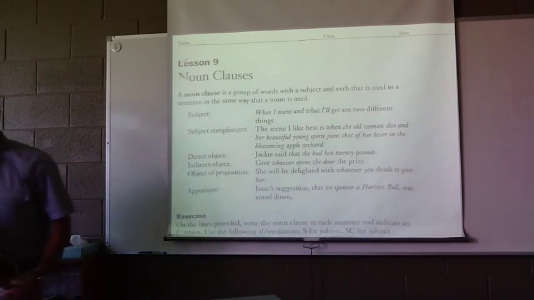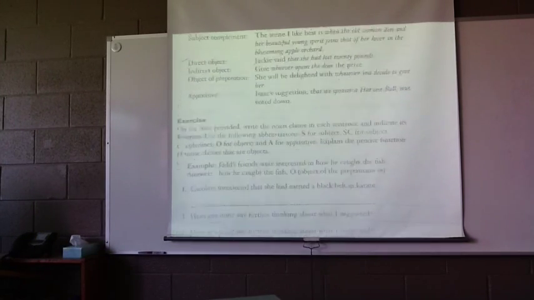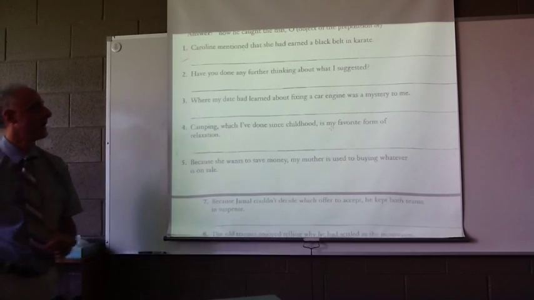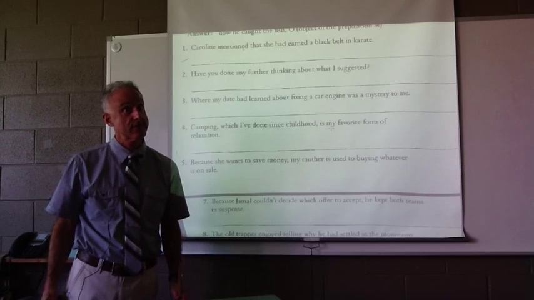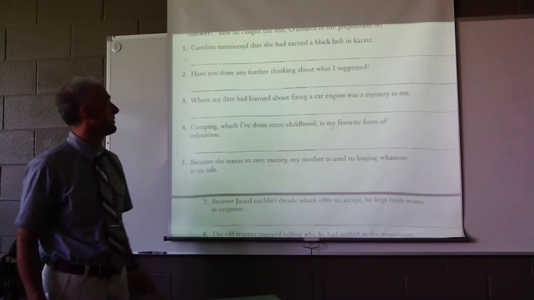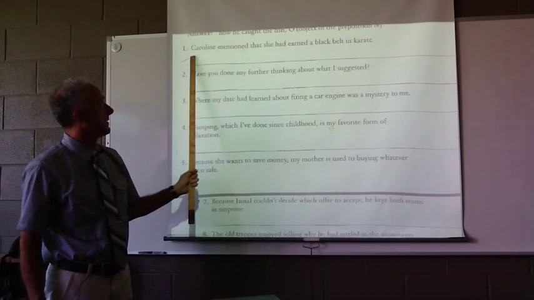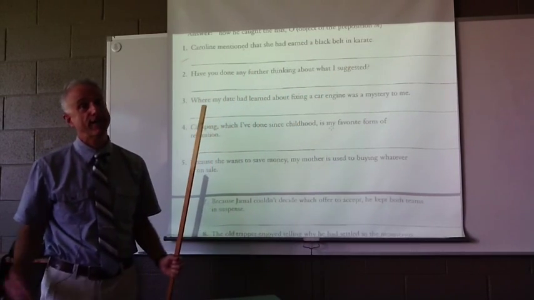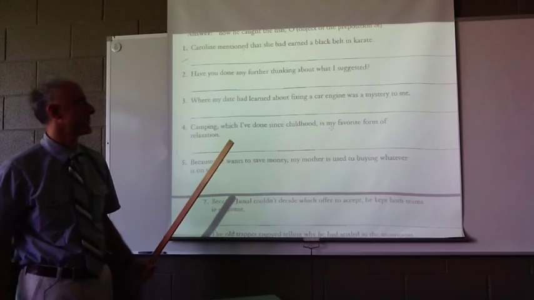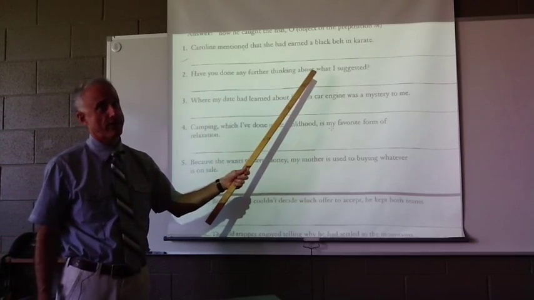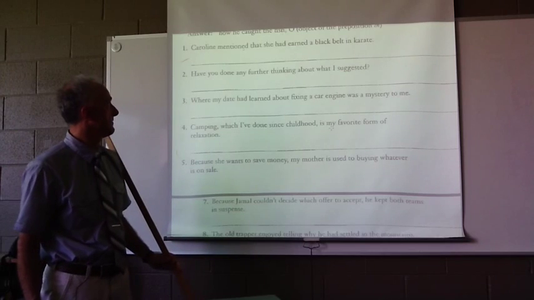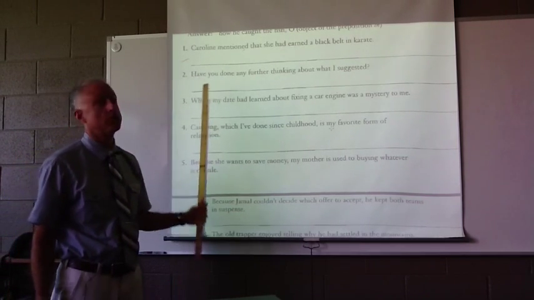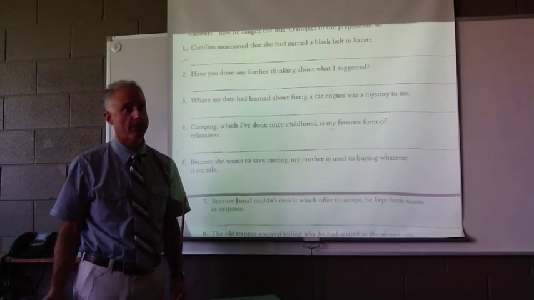So, our noun clause worksheet has some tricks to it, so I'm going to look at it with you. Caroline mentioned that she had earned a black belt in karate. I'm not going to do the whole thing with you, but some tricks. I think you could figure that one out. I'm not even going to give you that one. Number 2 is a little bit new to you, maybe. All right.